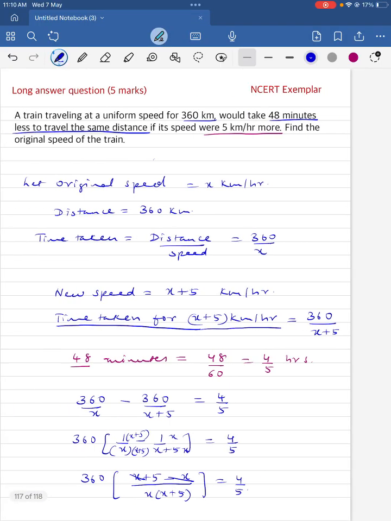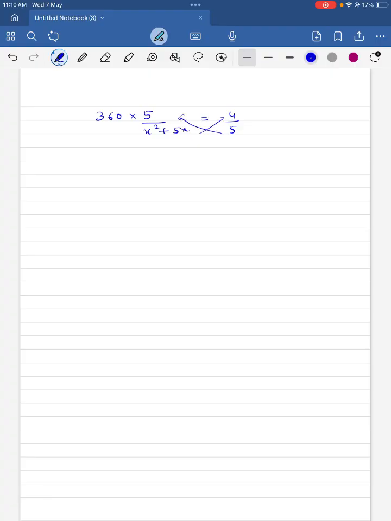Now all I have to do is cross multiply. So let's cross multiply, and we would get 360 times 5 is equal to 4 times x squared plus 5x. So that would give me, if I multiply, I would get 9,000 is equal to 4x squared plus 20x. Let me bring 9,000 to the other side. So 4x squared plus 20x minus 9,000 is equal to 0.